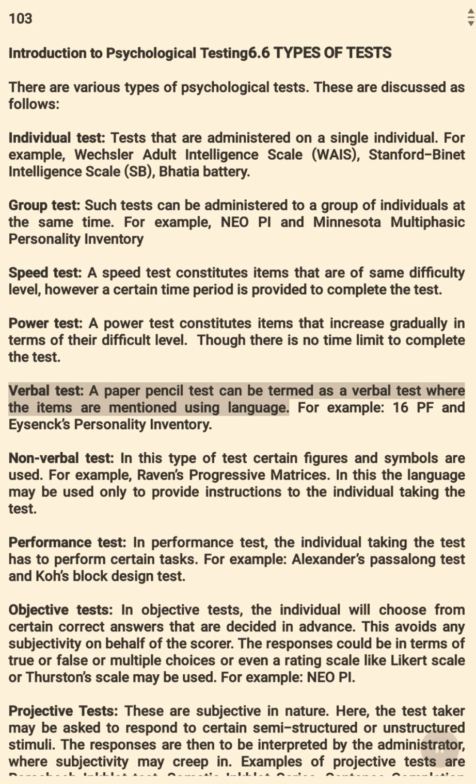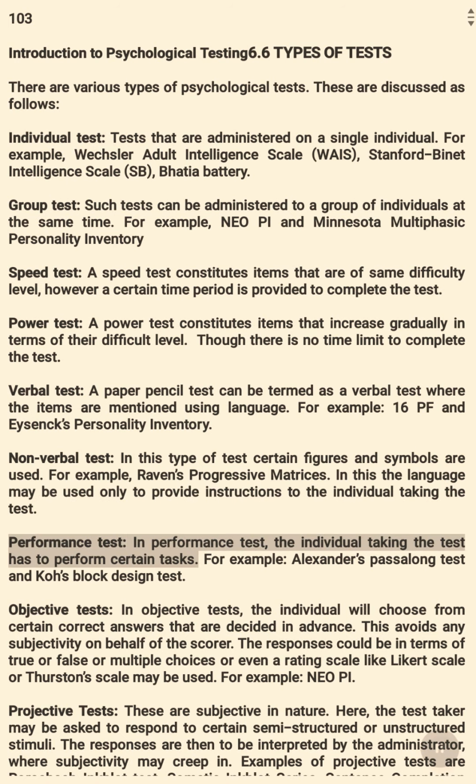Verbal test. A paper-pencil test can be termed as a verbal test where the items are mentioned using language. For example, 16PF and Eysenck's Personality Inventory. Nonverbal test. In this type of test certain figures and symbols are used. For example, Raven's Progressive Matrices. In this the language may be used only to provide instructions to the individual taking the test.